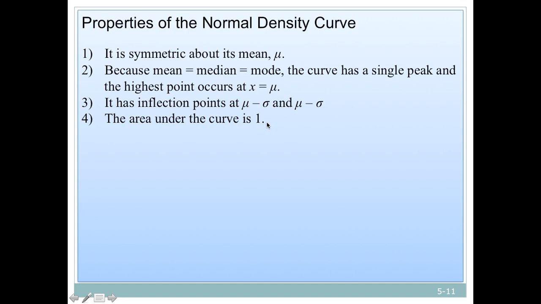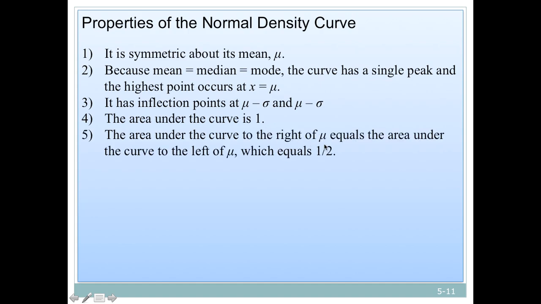The area under the curve is 1. The area to the right of mu is going to be the same as the area to the left of mu, both of which are going to just be 1/2.